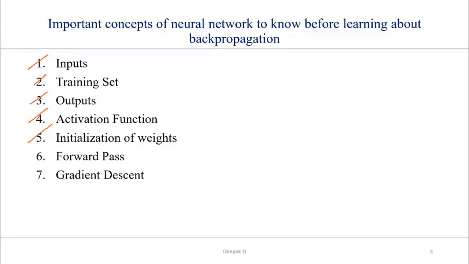Next one is forward pass. The forward pass tries out the model by taking the input, passing it through the network and allowing each neuron to react to fractions of the input and generate an output respectively. So this is about the forward pass.